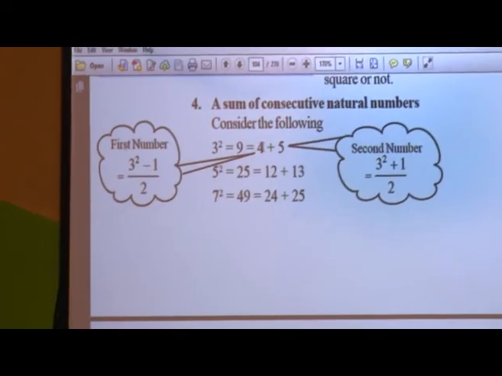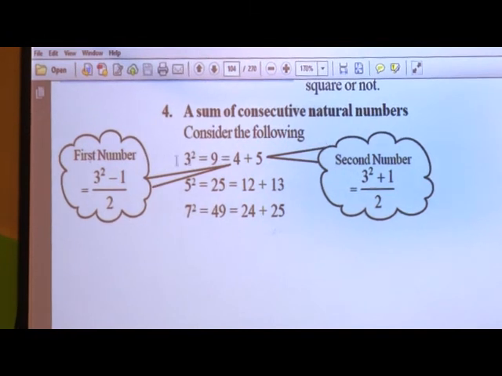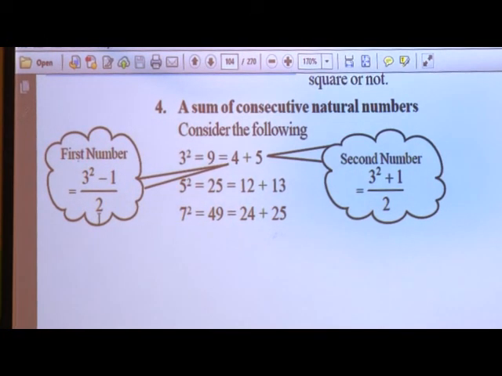Hello students, we are back here to study squares and square roots. In the previous session, we were studying the sum of consecutive natural numbers, in which it was explained to us that 3 squared is equal to 9, which is equal to 4 plus 5, which we had studied in detail. It was (3 squared minus 1) upon 2.